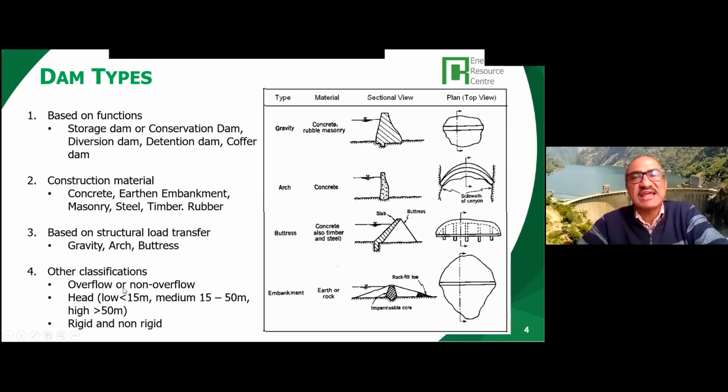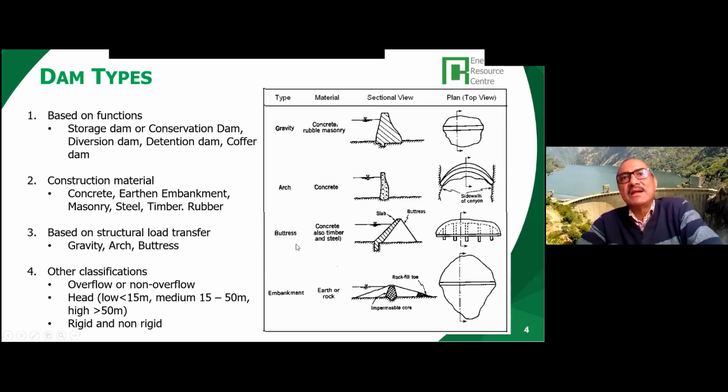Other classifications of dams: some dams are overflowing dams. You can have water flowing over the dam. Some are non-overflow. Earthen dams cannot overflow because if you overflow, the earthen dam breaks. Concrete gravity dams can have some overflow without much damage, okay? And you have low head, high head, medium head, rigid, non-rigid dams, and other things.